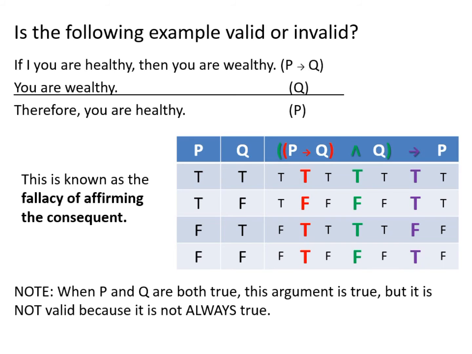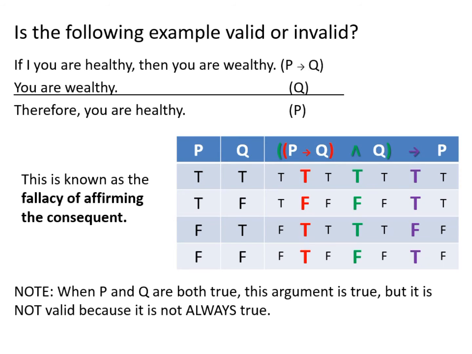But then we have true into false. The green column is true and P is false. And that is the only situation where a conditional is false. False into false is true, but that doesn't matter. Only one false is enough to stop this from being a valid argument. This is also known as the fallacy of affirming the consequent.